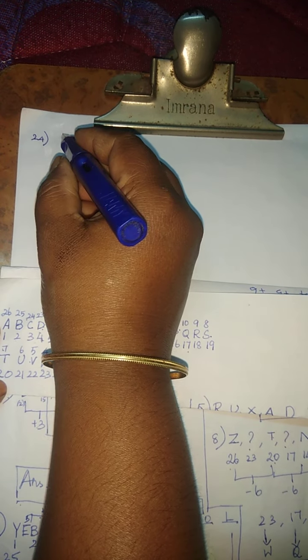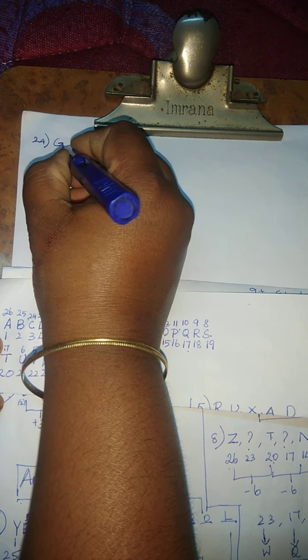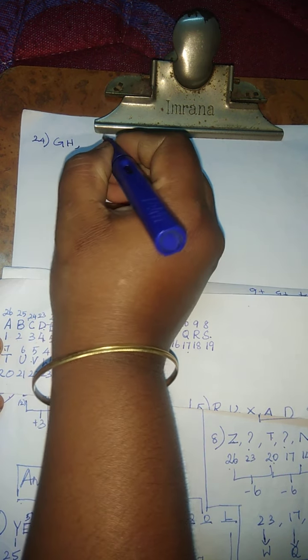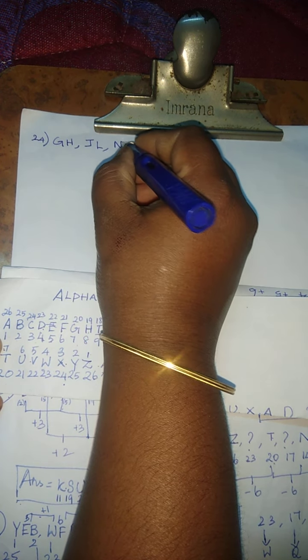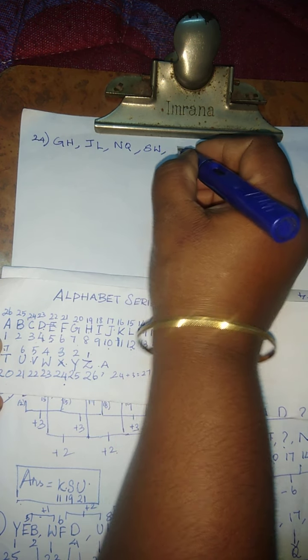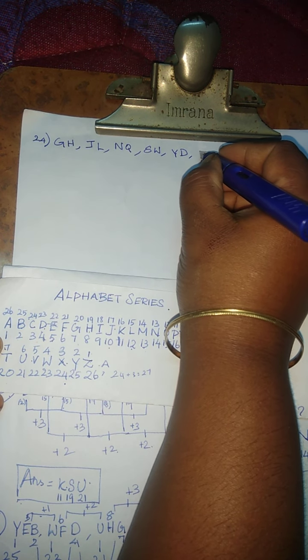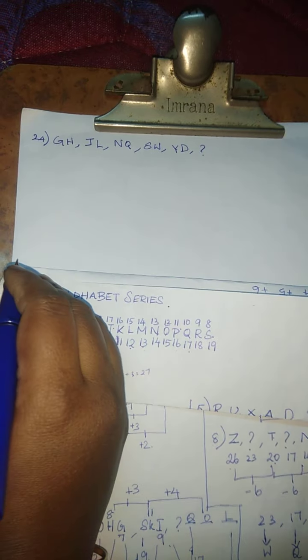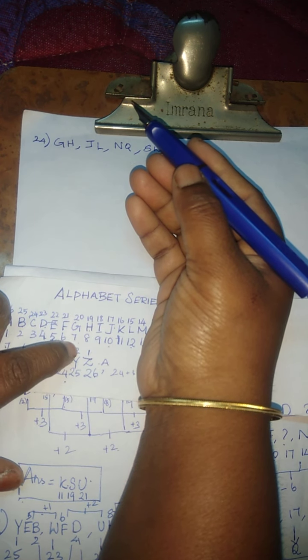The question is: GH, JL, NQ, SW, YD, question mark. See, GH, G and H. G and H are nearest alphabets.